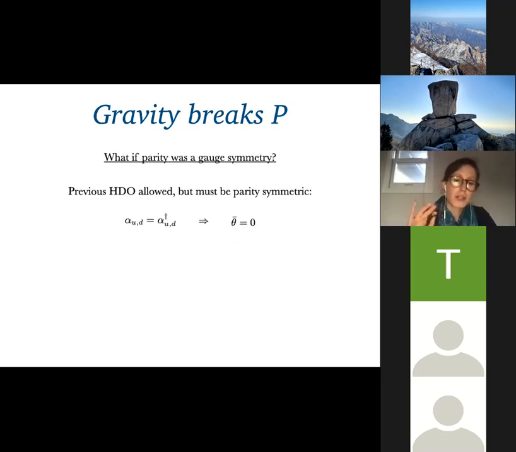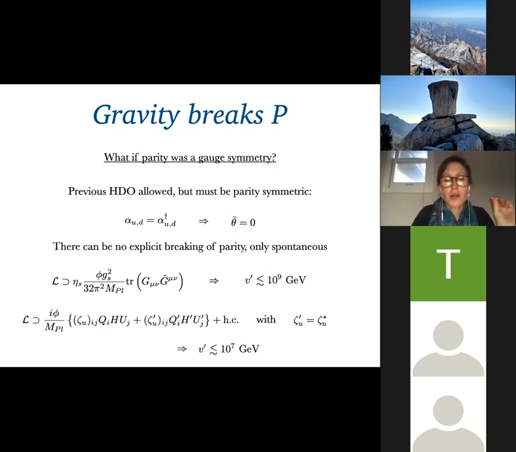What happens if parity was a gauge symmetry? In this case, parity cannot be broken explicitly. They can only be broken spontaneously. The higher dimensional operators that we were just considering, those can still be there. They can still be generated, but their coefficients would have to be Hermitian so as to respect generalized parity. And in that case, they would just not contribute to theta bar.